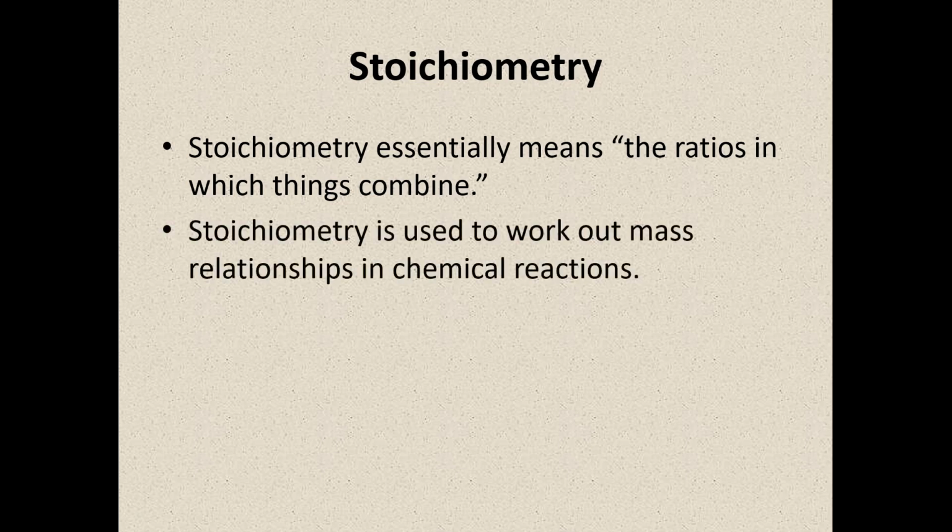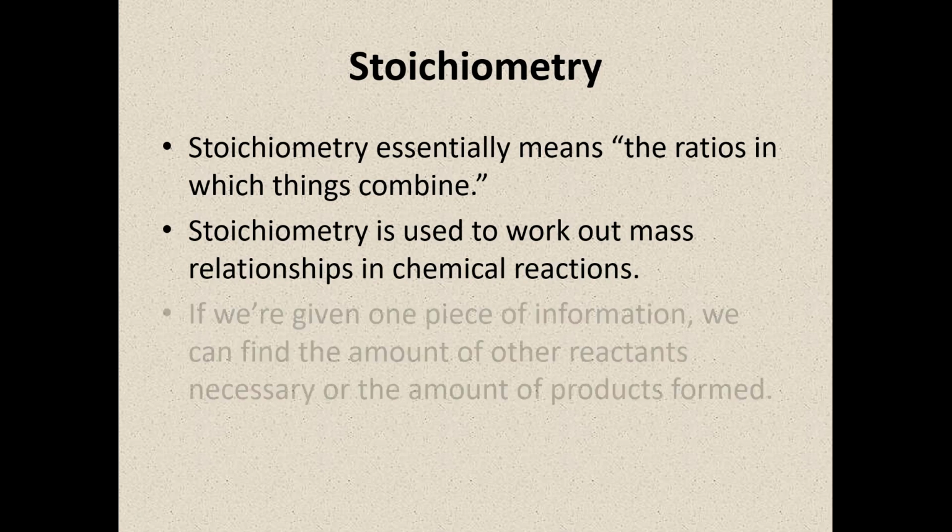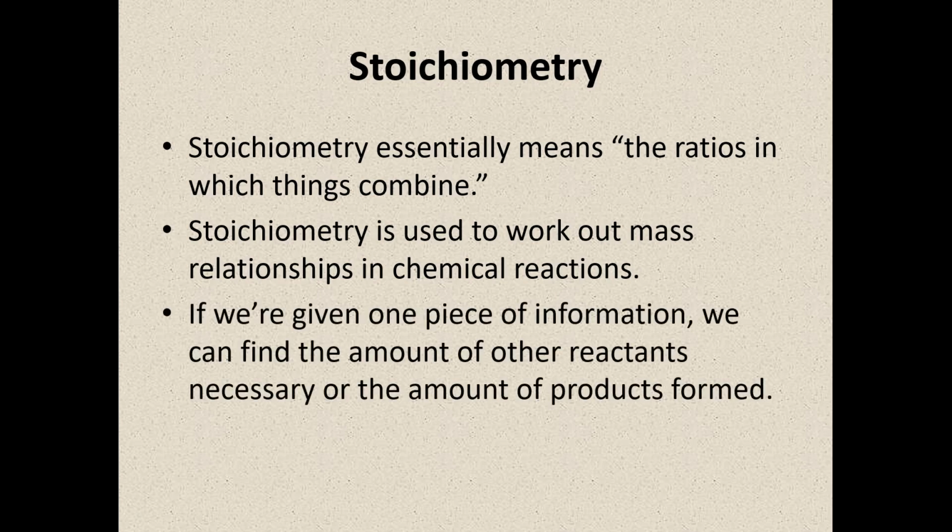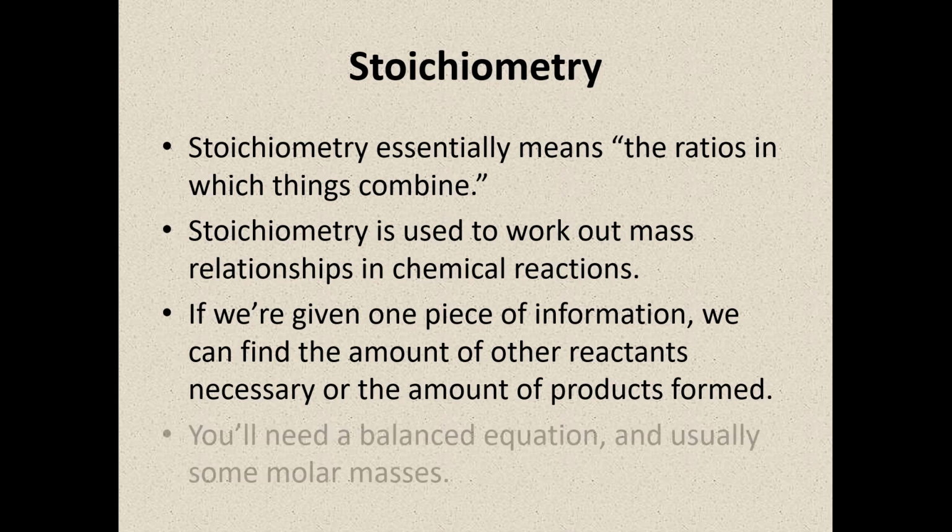So stoichiometry is generally used to work out mass relationships in chemical reactions, and we'll see examples of this a little bit later on. If you're given one piece of information, which would typically be the mass of one of your reactants or the number of moles of one of your reactants, then you can find out the amount of other reactants that are necessary to react with that initial reactant, or you can find out the amounts of product formed, again, either in terms of moles or in terms of mass.